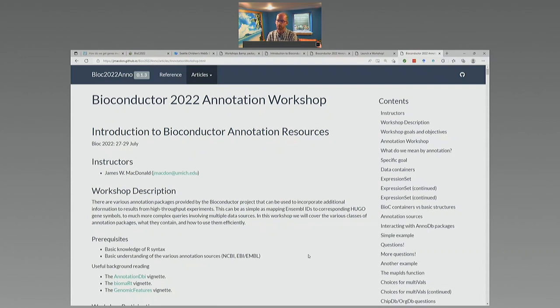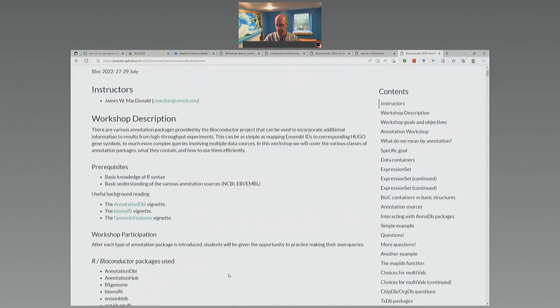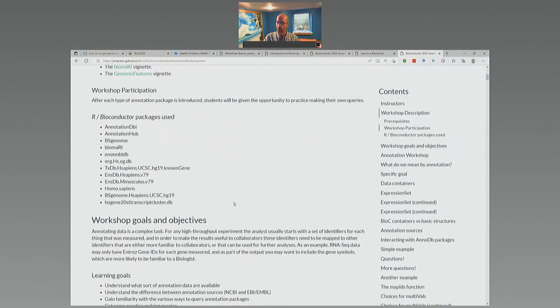So basically, this is a beginner course. All we're expecting is that you have a basic understanding of R syntax and a basic understanding of the NCBI or EBI resources that we'll be using, just the basic idea of how you annotate things. We'll be using all these Bioconductor packages, and when you start your orchestra RStudio app, these will all automatically be loaded, so you won't have to worry about that.